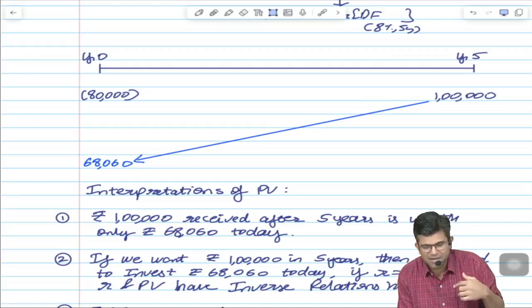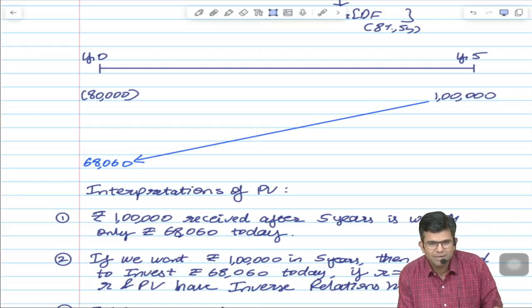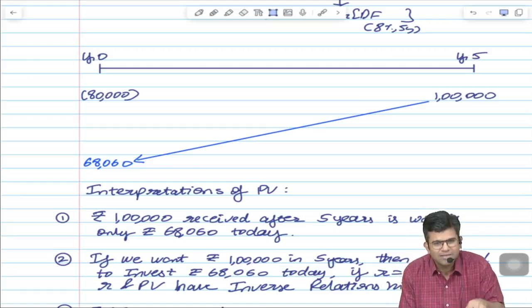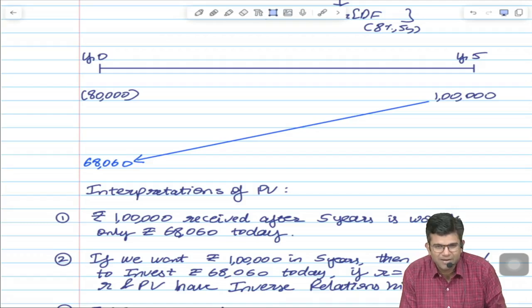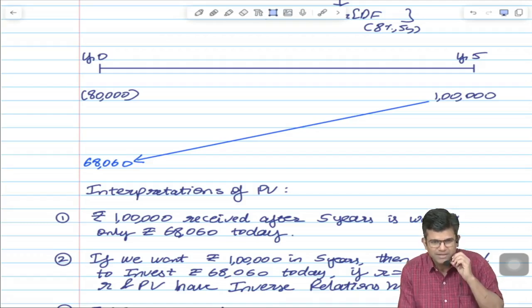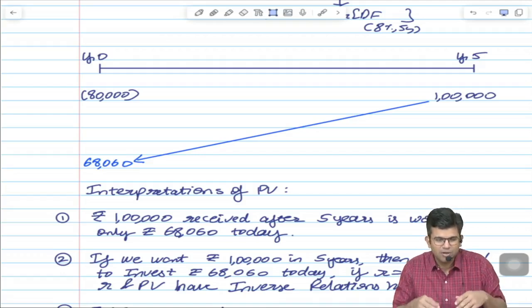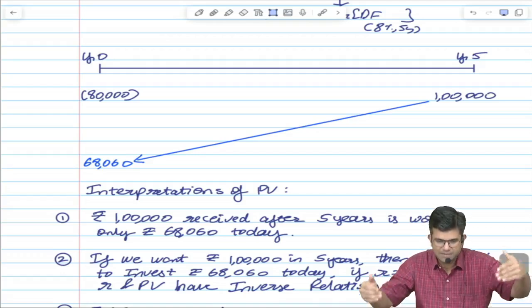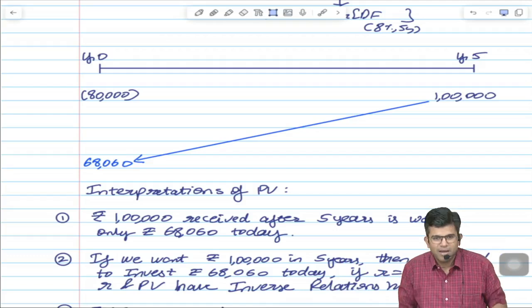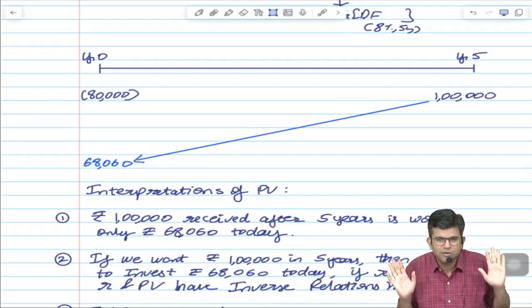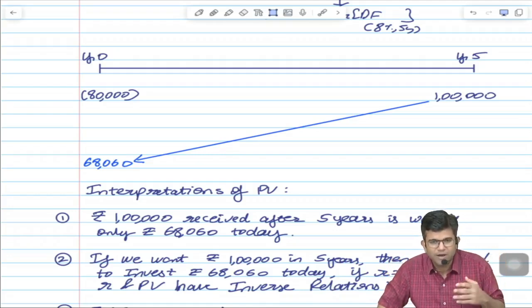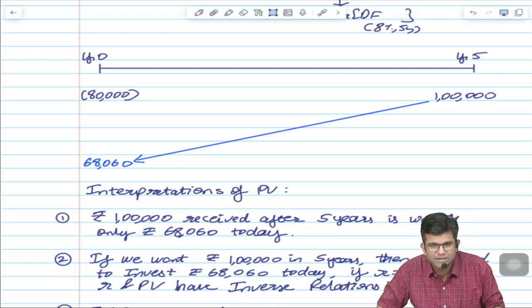68,060 is the present value of 1 lakh. 1 lakh is the future value of 68,060. Everybody clear? So the point I'm trying to say is, if I invest 68,060 plus 8% plus 8% plus 8% plus 8%, it will give you 1 lakh. And considering that I want that only, maximum I'll give 68,060. Why am I using the word maximum? Because dear Tata Motors bond, if you ask me to invest less than 68,060, with a big smile I will invest. I hope you are understanding.